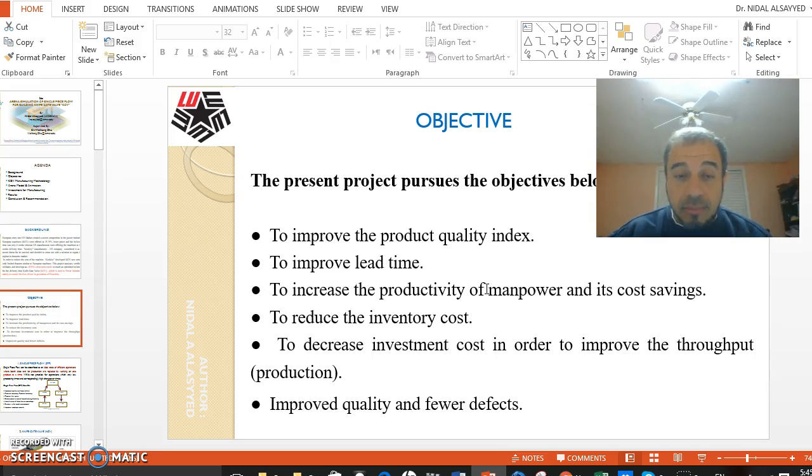The lead time: in order to compete with the European products, we need to improve the lead time. We need to increase the productivity and the manpower and its cost savings too. And we need to reduce the inventory cost, which is something we will also be touching on as we go through the process. We will also improve the quality, with fewer defects.